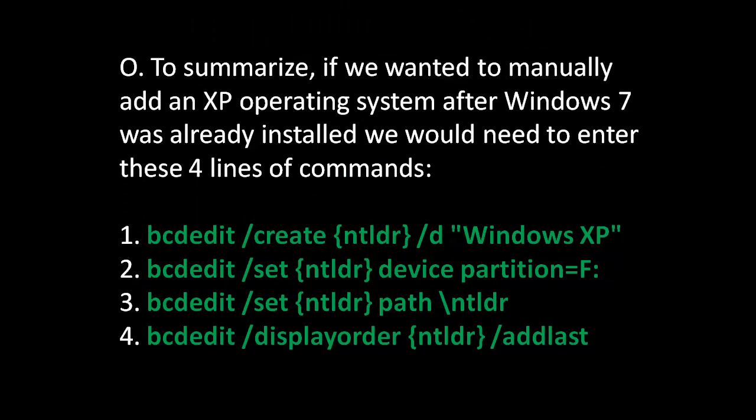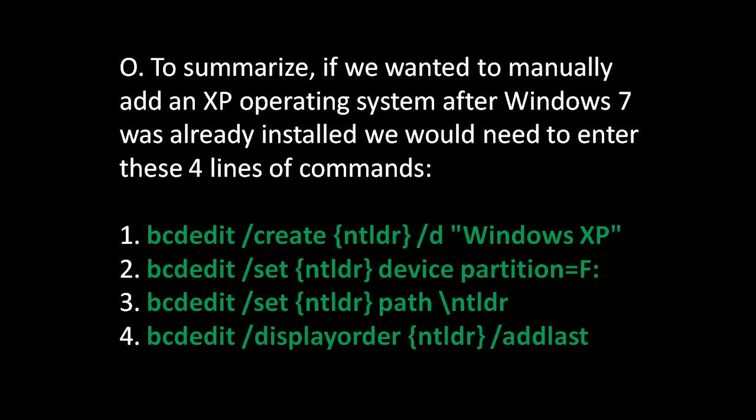To summarize, if we wanted to manually add an XP operating system after Windows 7 was already installed, we would need to enter these 4 lines of commands. First, BCDEDIT /create ntloader in curly braces /d, and then Windows XP or whatever you wanted to call it. Next, BCDEDIT /set ntloader in curly braces device partition equals f:, if XP is installed on that partition, that is the one with the letter F.